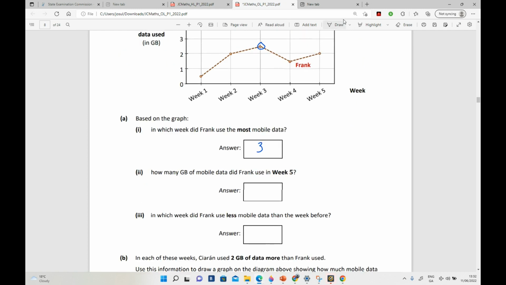Second part is how many gigabytes of mobile data did he use in week 5? So you simply find week 5, go up to the intersection point here, and you can see it's 2 gigabytes that he used. So you just put 2 gigabytes in here.